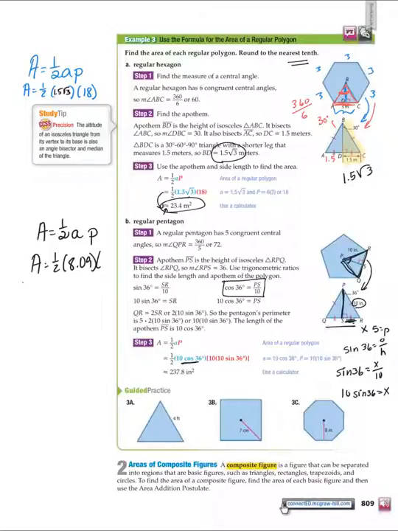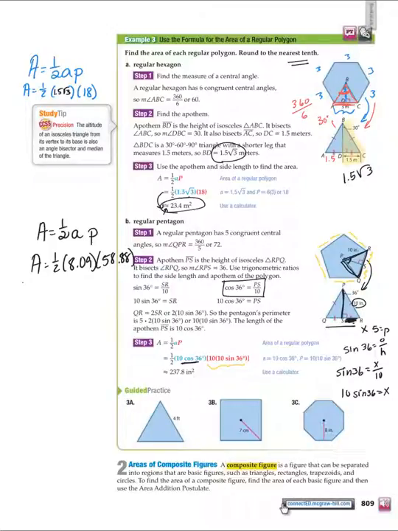But how many of those little half pieces do I have all the way around my pentagon? Let me count them off in yellow. I've got 1, 2, 3, 4, 5, 6, 7, 8, 9, 10 links that are the size of 10 sine 36. That's where this is coming from. So when I multiply 10 sine 36 times 10, I'm going to get 58.88.